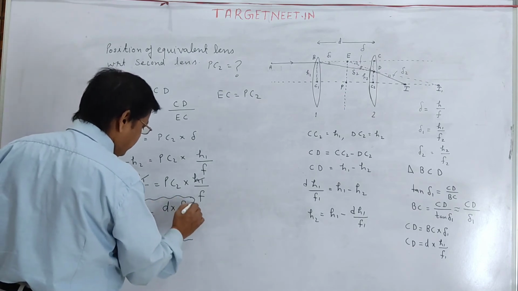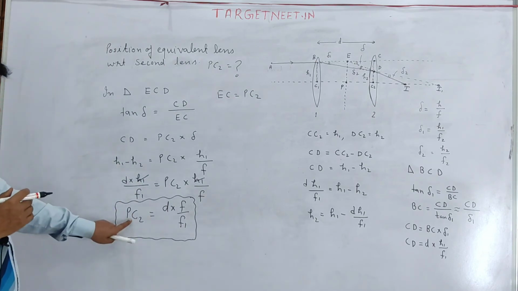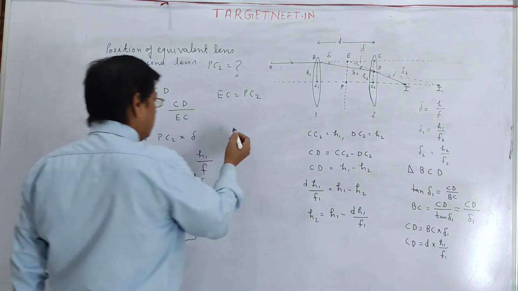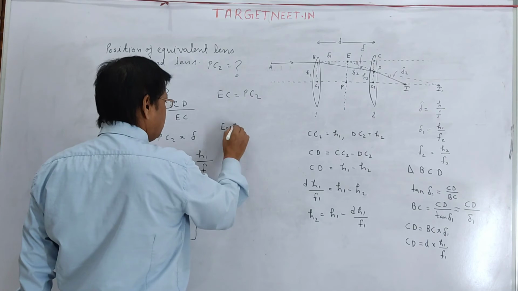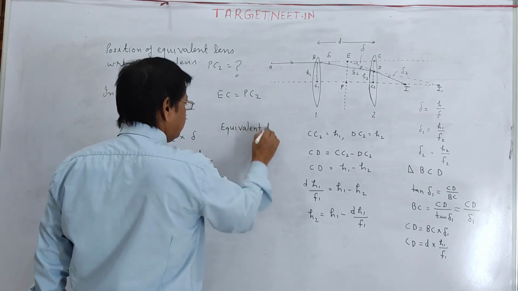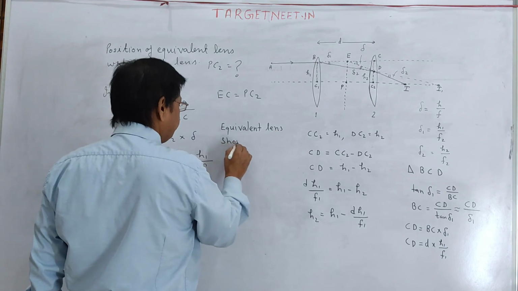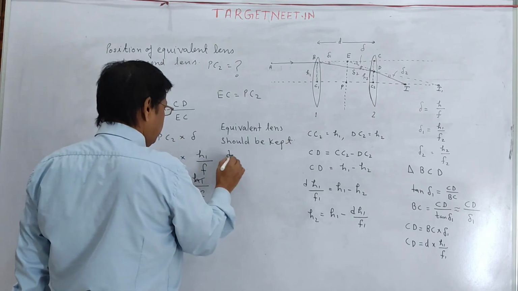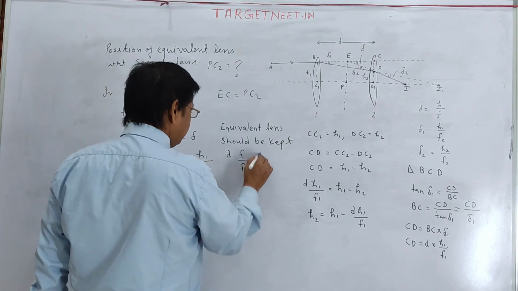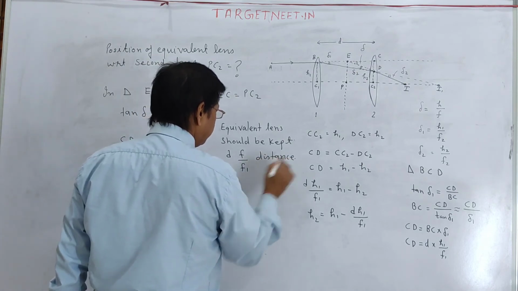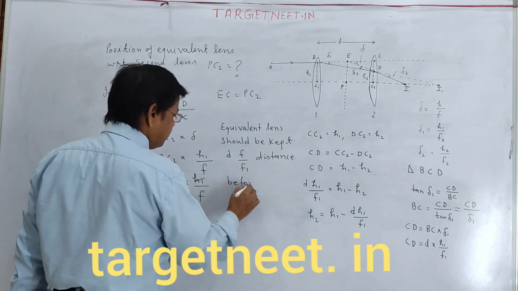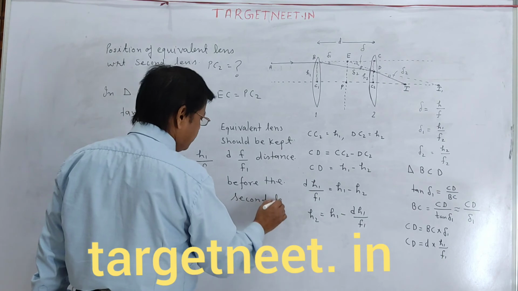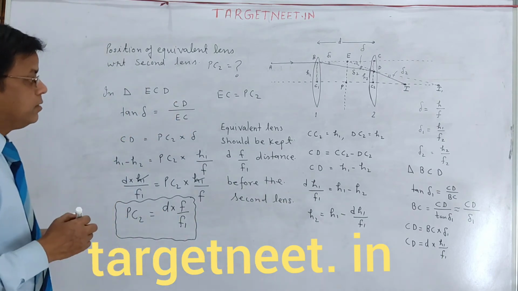So where the equivalent lens should be kept, it should be kept this much distance before the second lens. So the equivalent lens should be kept D F upon F1 distance before the second lens. So this is your answer. So remember this.